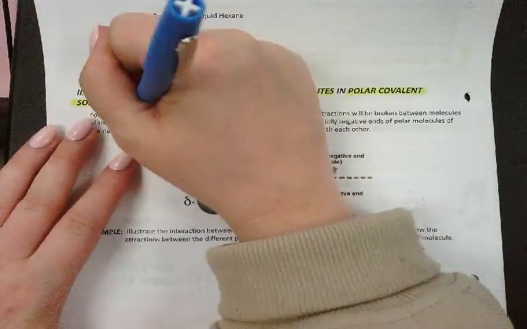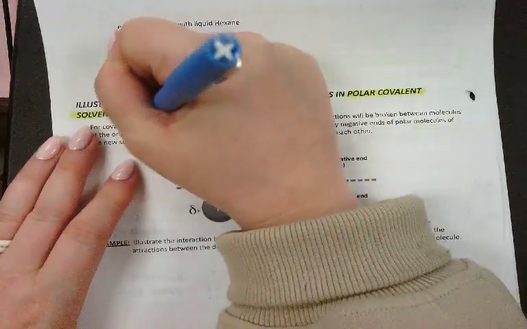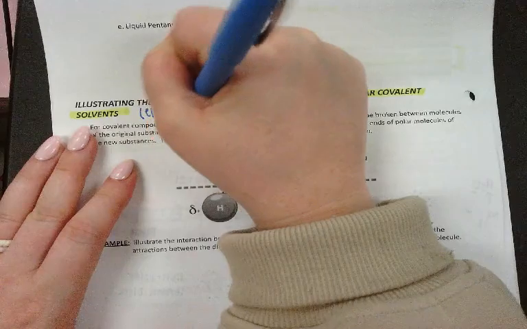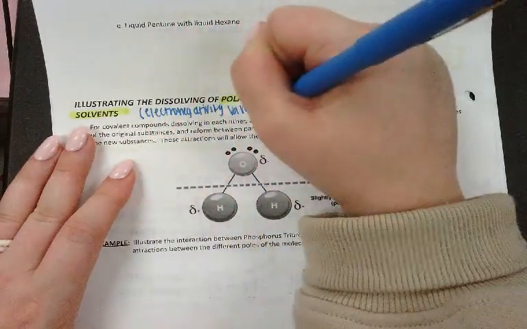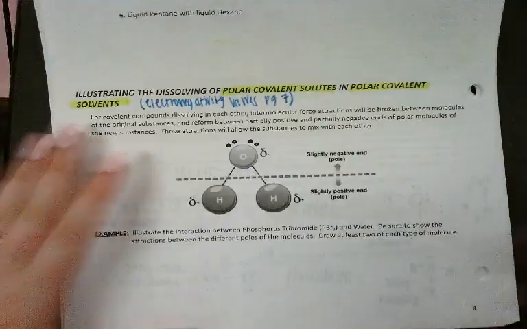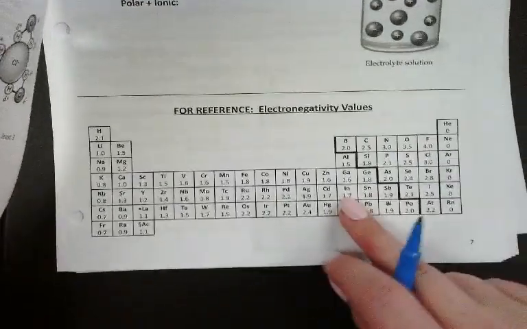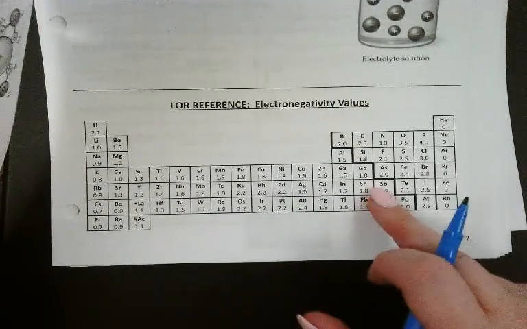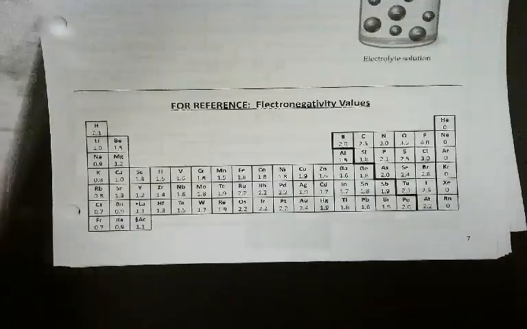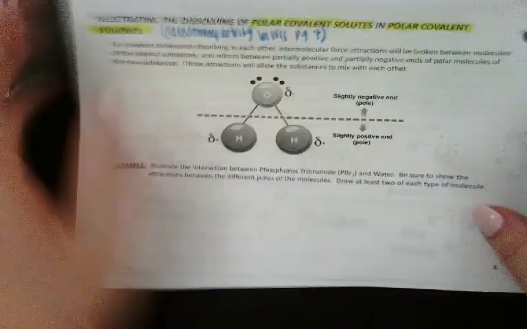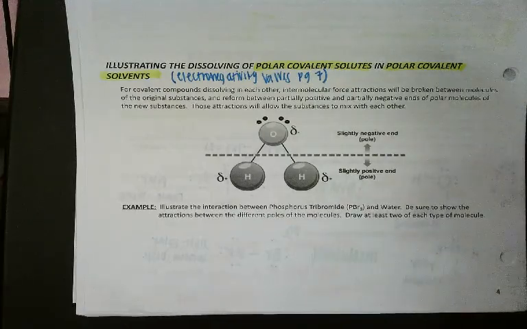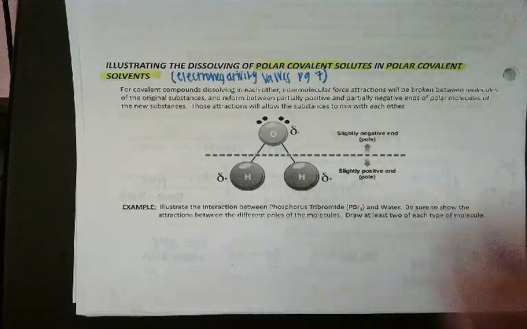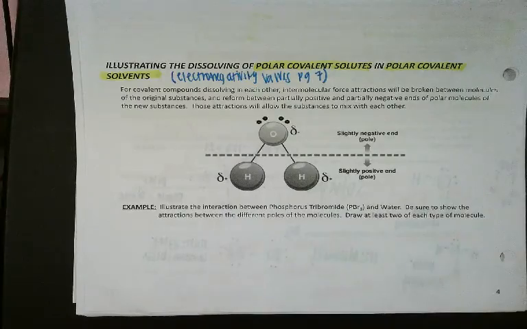Now, I'm going to put this in parentheses just so you don't forget. There are electronegativity values on page 7. So if you flip to page 7, for reference, here are some electronegativity values. Okay? So just FYI. Now, again, I could not give you those values, but ask you what I'm about to ask you below, and you should be able to do it.